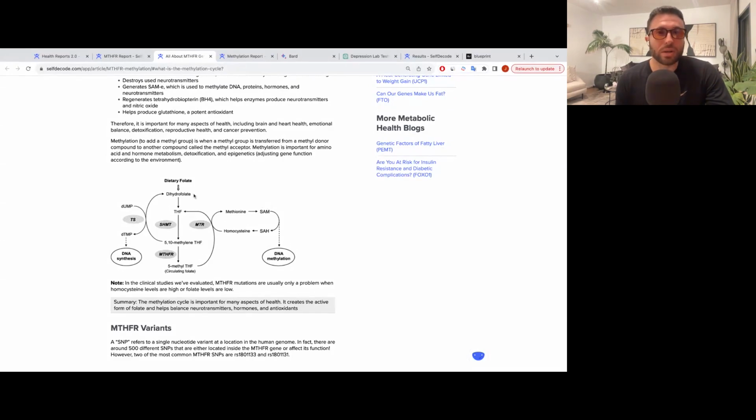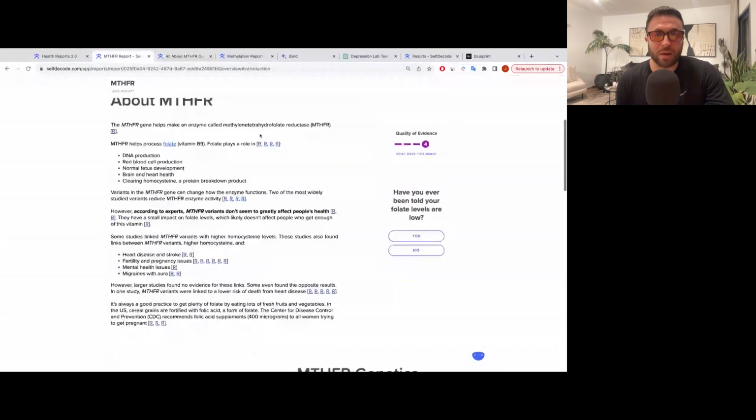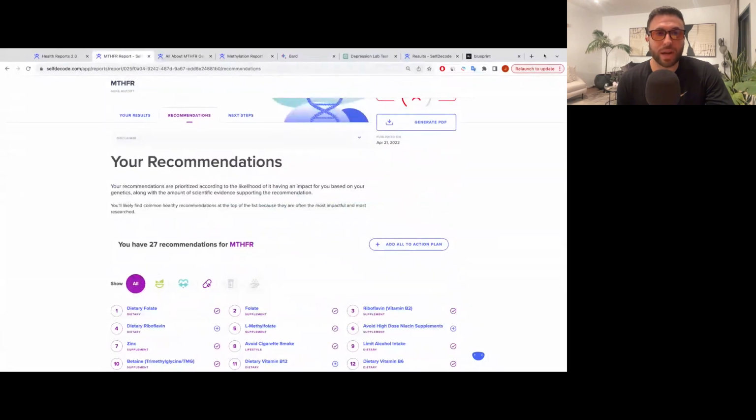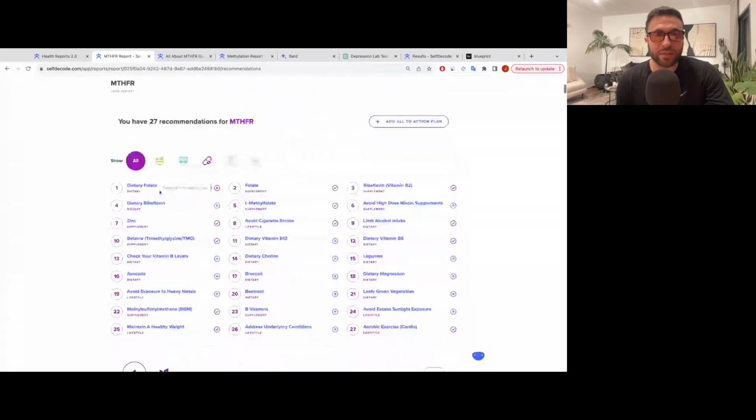So let's talk about some things that you should be doing if you have this genetic variant. We have the recommendations in SelfDecode, so I highly recommend people go there and look at the recommendations. We start off with dietary folate. That is number one. Dietary folate is going to be important, like I said, because it has not only 5-methylfolate, but other kinds of folates. It's probably good to get some diversity there when you get the natural form.